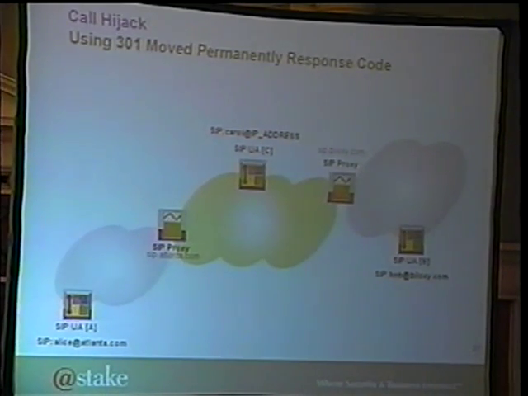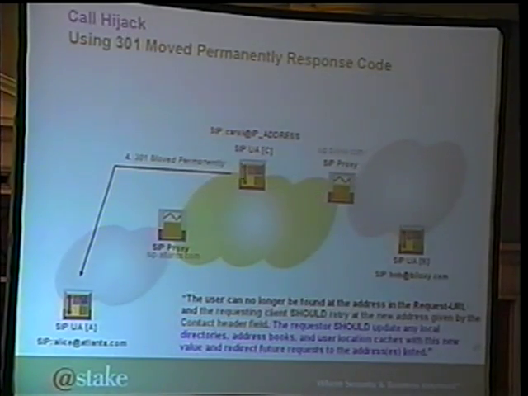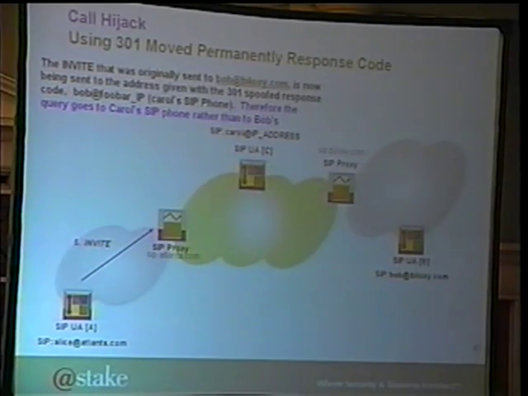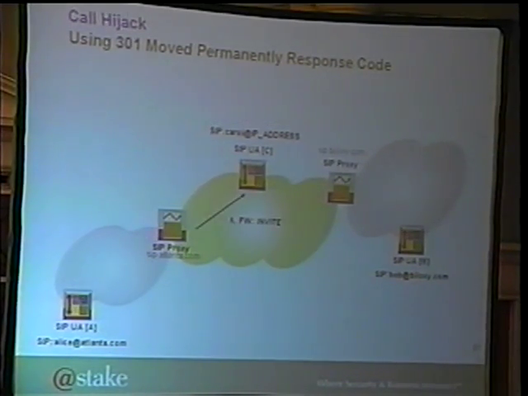Call hijacks can be done with different response codes as well, like the 301 moved permanently response code. An invite is sent by Alice to the proxy server, and when Carol sees that, he sends a 301 moved permanently response code, which basically carries the new, fake IP address for Carol as the place where Bob is now, and of course Bob is not where Carol is, and Carol just performs a call hijacking. There is also a move permanently response code, which is fairly similar.